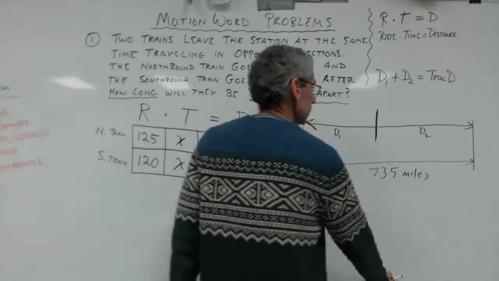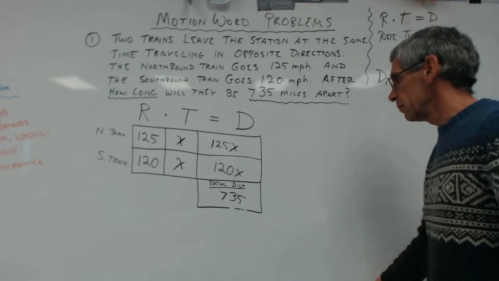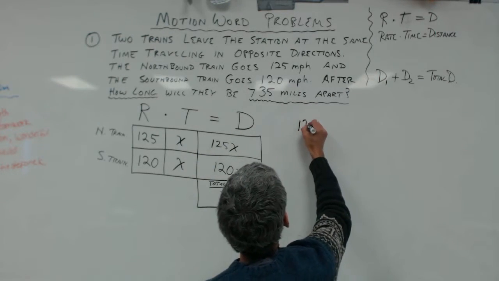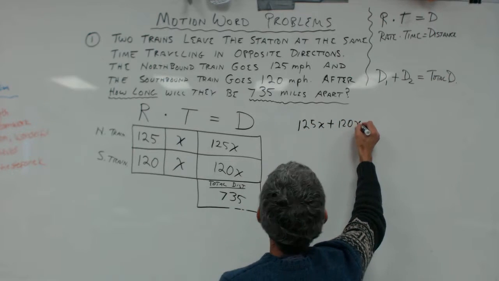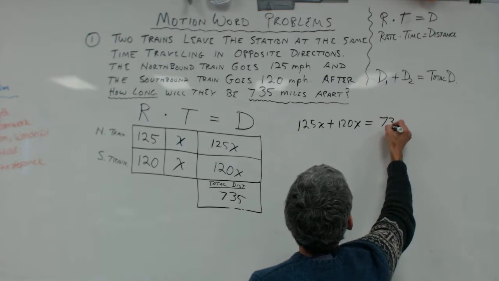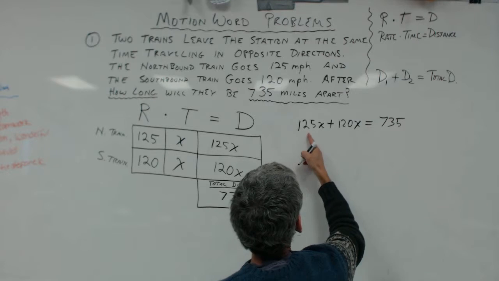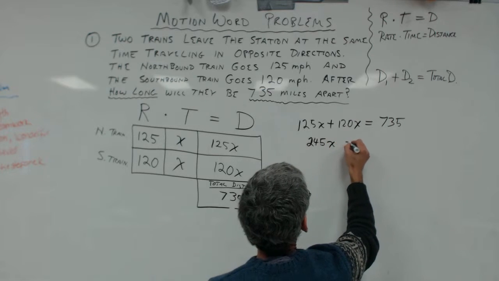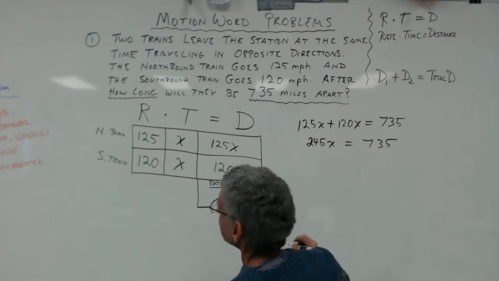So now I'm going to erase this mess. It doesn't equal though. Well, it may or may not. I haven't done it yet. So we're going to do 125x plus 120x equals 735. I know that's got to be true. So what is that? 145? 200. I'm sorry, 245? Yeah. 245x is equal to 735. Now, what would I do to solve for x?